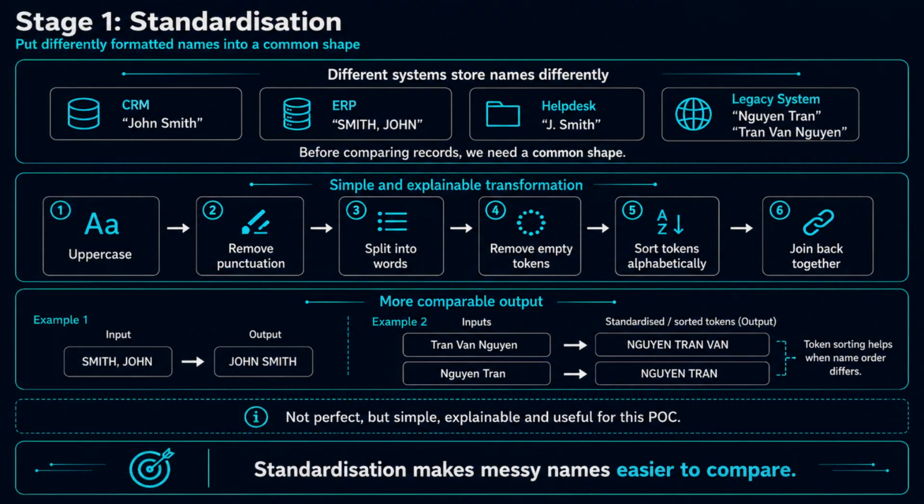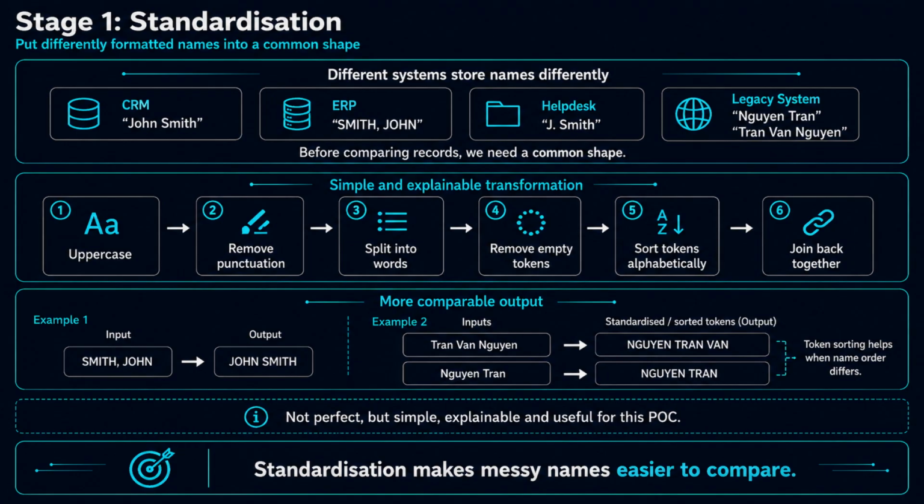Stage 1. Standardization. Different systems represent data in different ways. One may store John Smith. Another may store Smith John. Another may include punctuation, J. Smith, and another may reverse the order of family and given names. Before comparing records, we need to put them into a common shape.